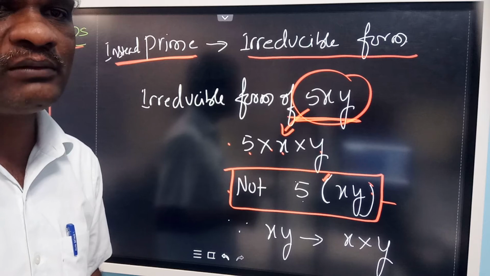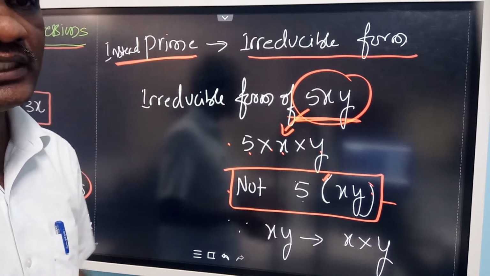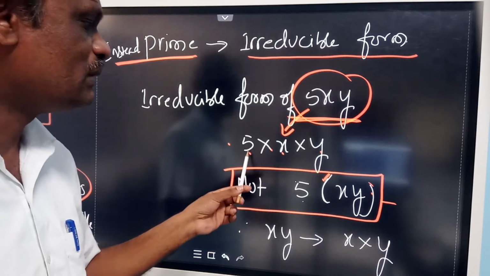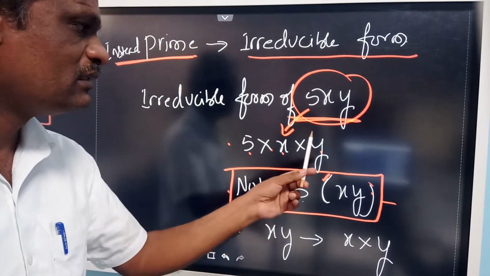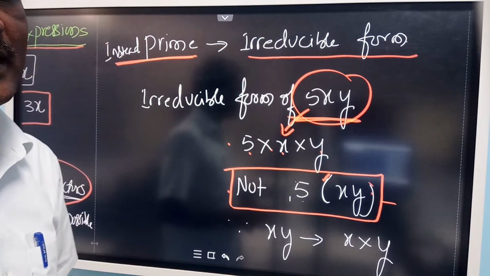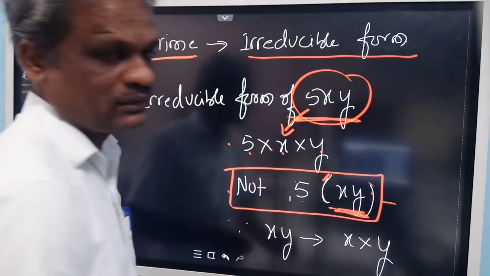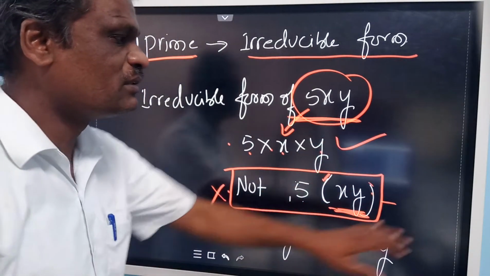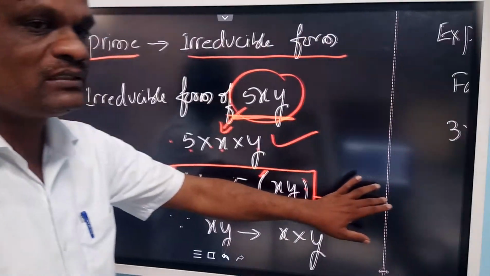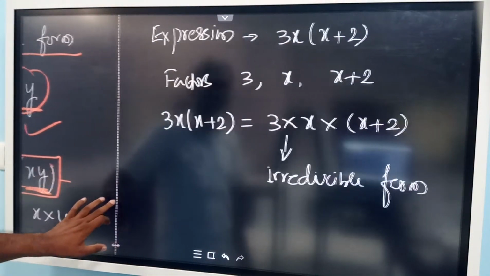What is irreducible form? It means you cannot factorize further. It is not possible to factorize 5 further, x further, or y further. Whereas xy can be factorized further as x into y, therefore it is not in irreducible form. This is in irreducible form. Irreducible means you cannot reduce it further. Now look at this expression here.